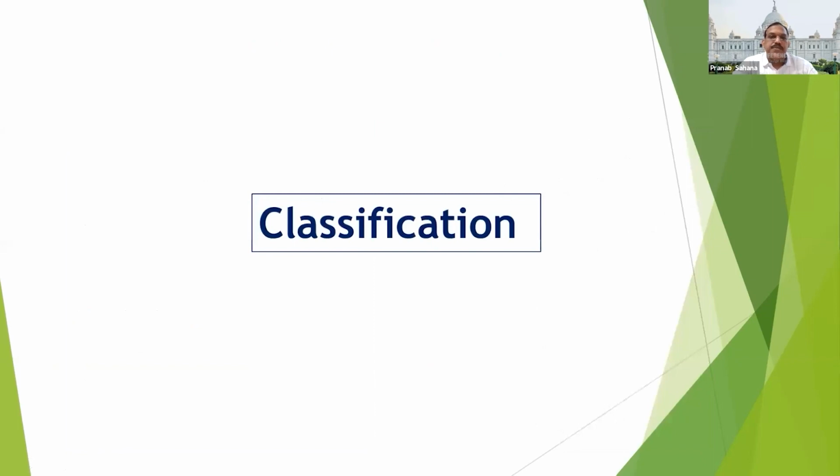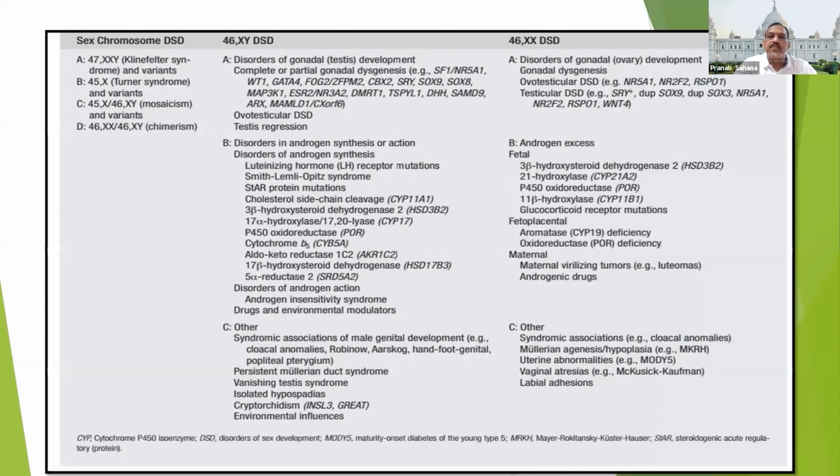Now, how to classify DSD? Broadly, it can be classified into sex chromosomal DSD, 46XY DSD, and 46XX DSD. Among sex chromosome DSD, there are Klinefelter, Turner, and ovotestis, as well as mixed gonadal dysgenesis. And in 46XX DSD, there is also developmental defect of the gonad, that is ovary, ovotesticular DSD, and also androgen excess, which can be in the form of congenital adrenal hyperplasia, that is CAH of different etiologies, or aromatase deficiency, and also some androgenic drug when the mother gets exposed.